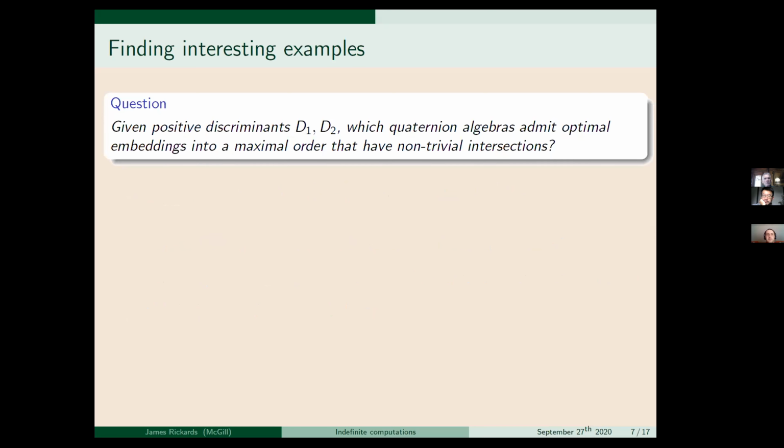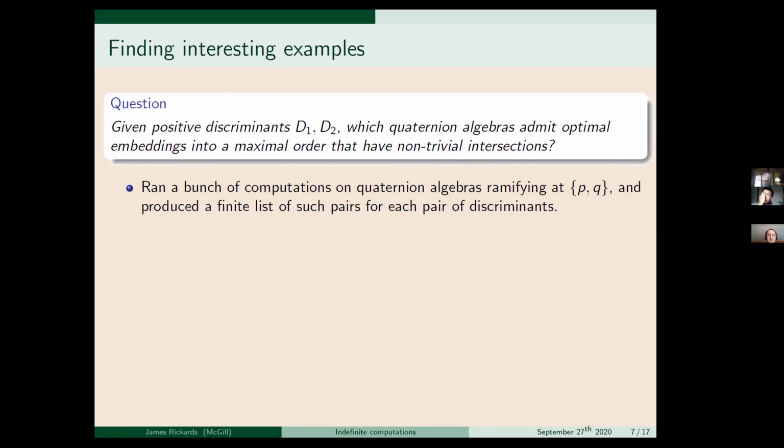So I'm not really going to talk too much about all the algorithms, but some of the results that came out of this project. An initial question is, I start with two discriminants, D1 and D2, and I want to find some interesting examples. So I want to pick quaternion algebras, I want to find optimal embeddings, and I want there to be intersections. Because if you always find optimal embeddings that don't intersect, that's not that interesting. It's interesting, but you can't really do much with, oh, they don't intersect, okay.